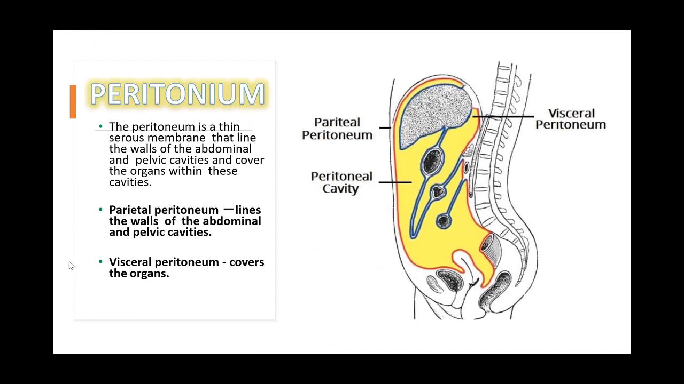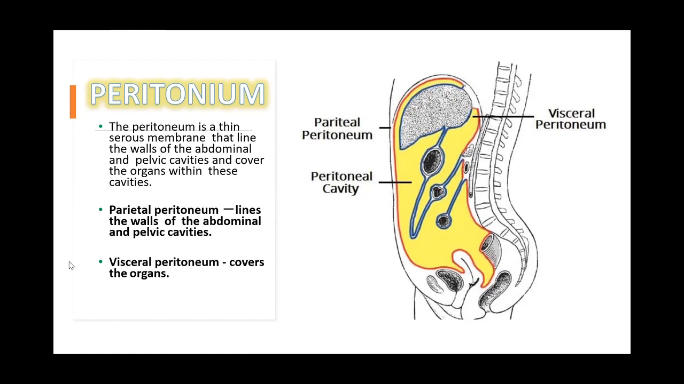The peritoneum is a thin serous membrane that lines the walls of the abdominal and pelvic cavities and covers the organs within these cavities. There are two parts of the peritoneum: the parietal peritoneum that lines the wall of the abdominal cavity and pelvic cavity, and the visceral peritoneum that covers the organ, as depicted in this picture.